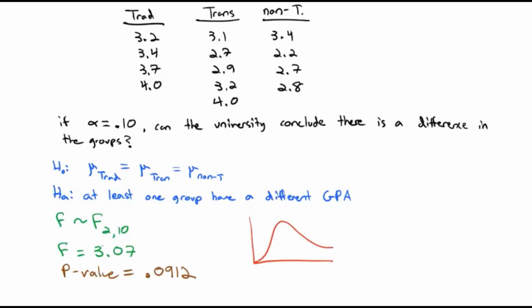I'm going to also go ahead and draw a picture of what's happening. There's my F distribution, my test statistic at 3.07, and we shade that tail, which we now know has an area of 0.0912.